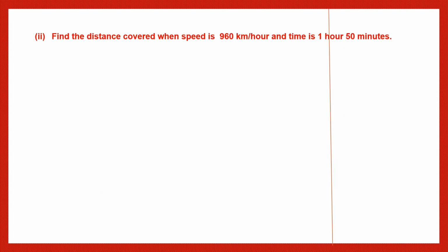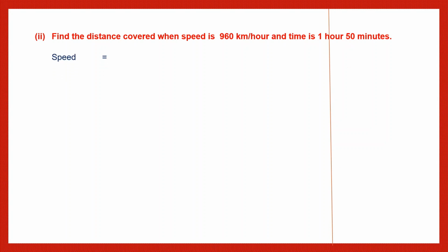Question 2. Find the distance covered when speed is 960 kilometers per hour, correct? And time is 1 hour 50 minutes. So we have minutes here. So let's be careful. So let's begin by first writing what is given to us.